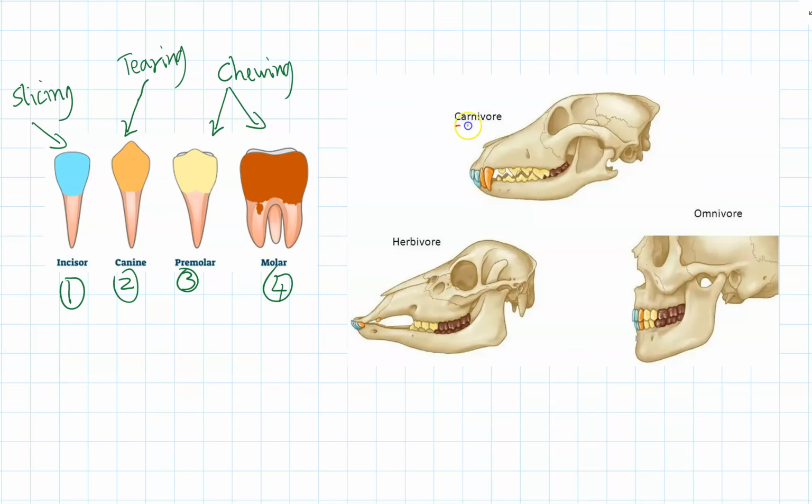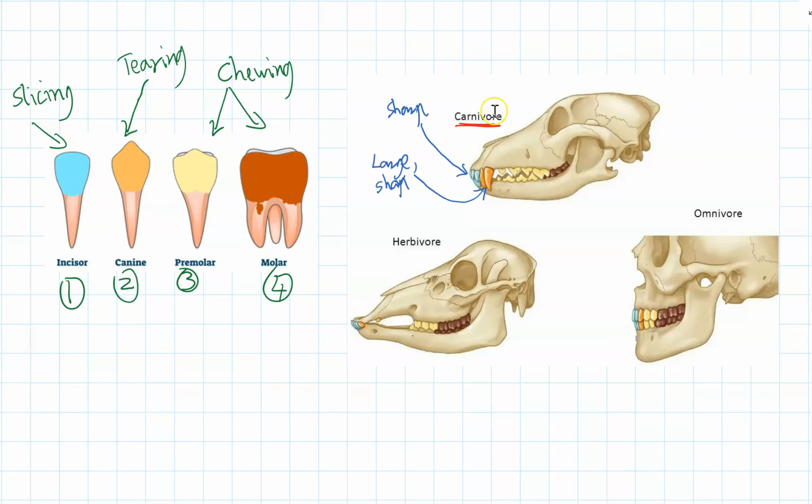So let's look at carnivores firstly. You can see this animal here. I think it's a dog, but all carnivores have similar teeth to this one. So what you can see is they've got some pretty sharp incisors at the front. And then they've also got really big and sharp canines as well. Large and sharp canines.